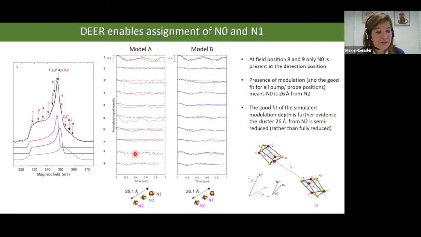And the great confidence here comes from these outermost field positions, where only the N0 and 26 angstrom distance can possibly contribute. Because we observe a modulation experimentally, it must be that the N0 cluster is the outermost one. Sorry, I realized I've lost my N0 label here. Apologies for that. And of course, from doing these simulations, we also know where the g tensor points, and we know the spin projection factors that I mentioned. That's basically what we got out at the end: what these magnetic parameters are.